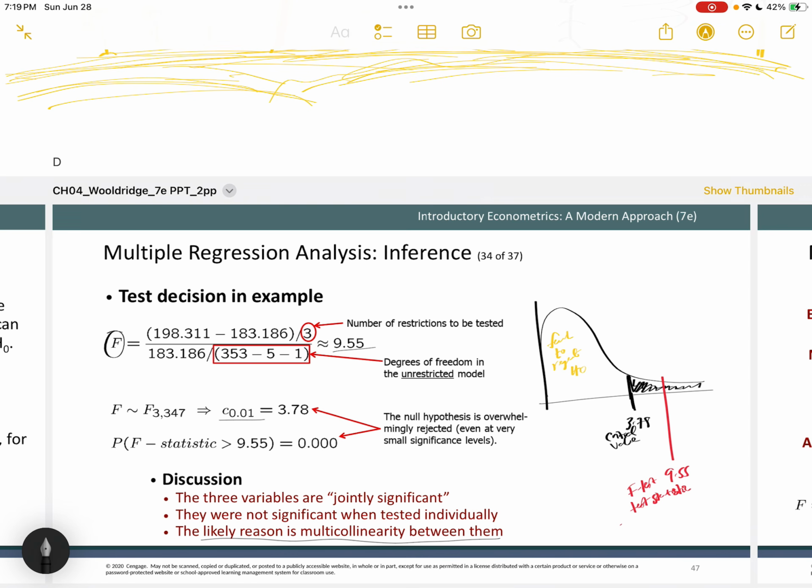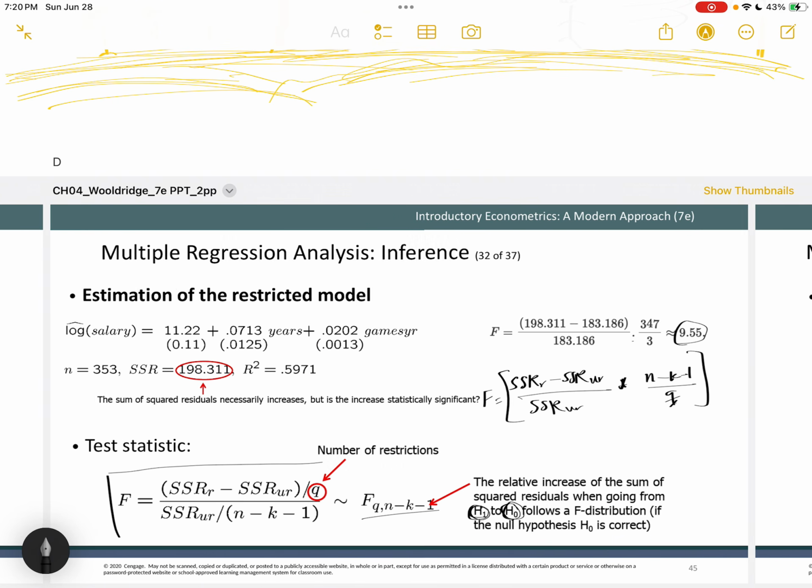I hope that things are making sense for you. Okay, so what does this mean? This means that the three variables are jointly significant, and we should not drop them. But when we tested them individually or separately doing the t-test, we noticed that they were separately not significant. Why? Multicollinearity could be the reason why.